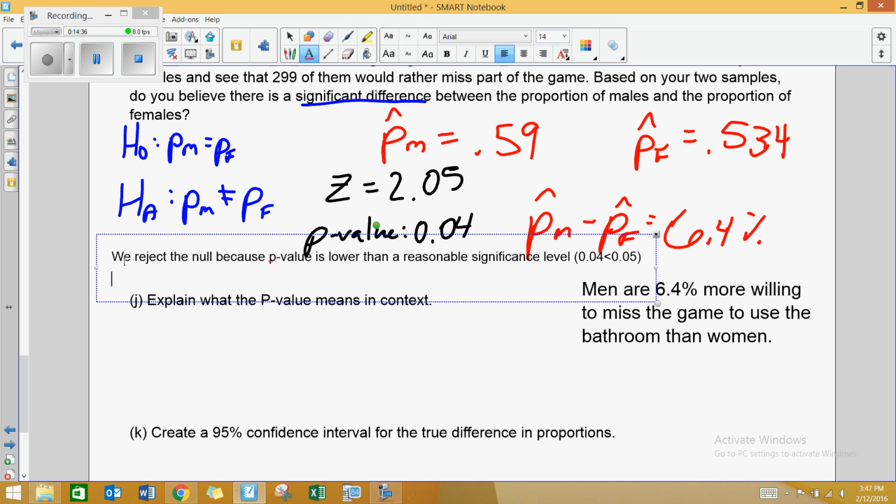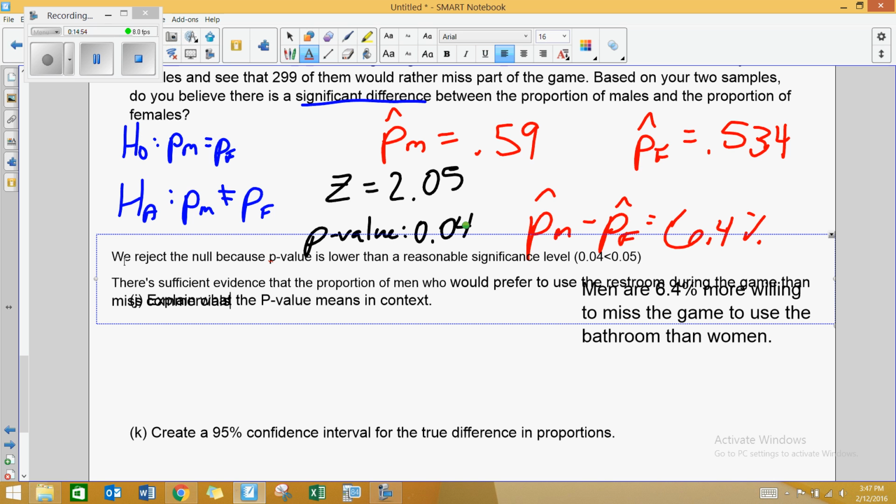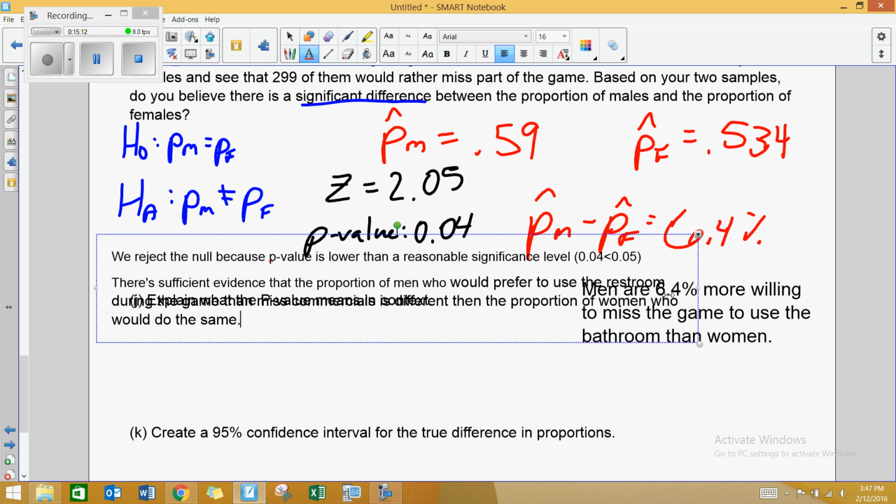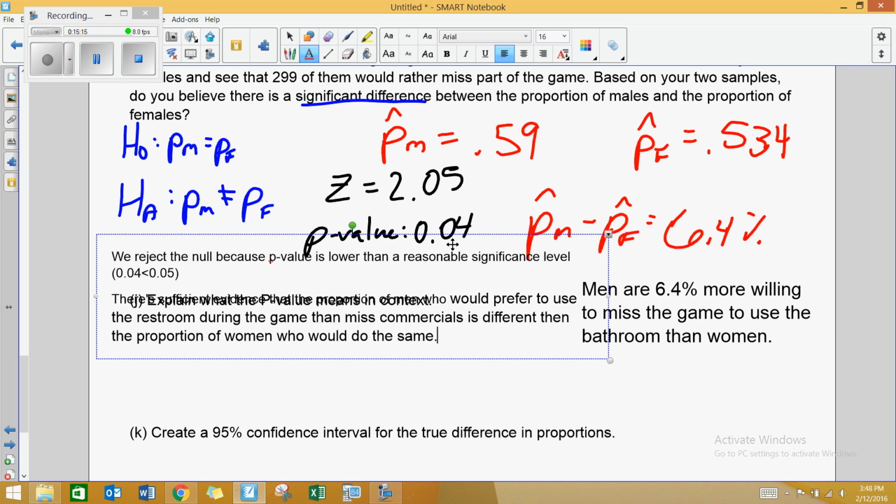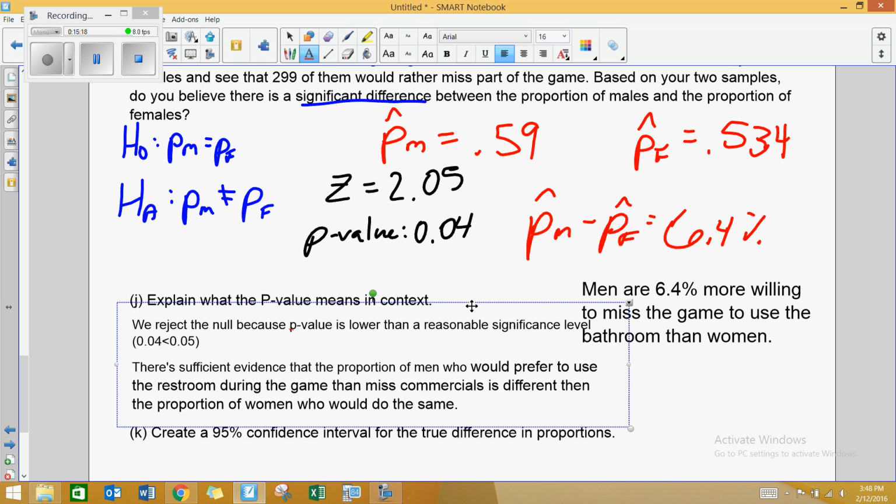Okay, so if I decided to reject the null, that means that I believe there's sufficient evidence that the proportion of men who would prefer to use the restroom during the game than Ms. Commercials is different than the proportion of women who would do the same. And I don't want to retype all that. And so I'll drag that down a little bit so you guys can see it.